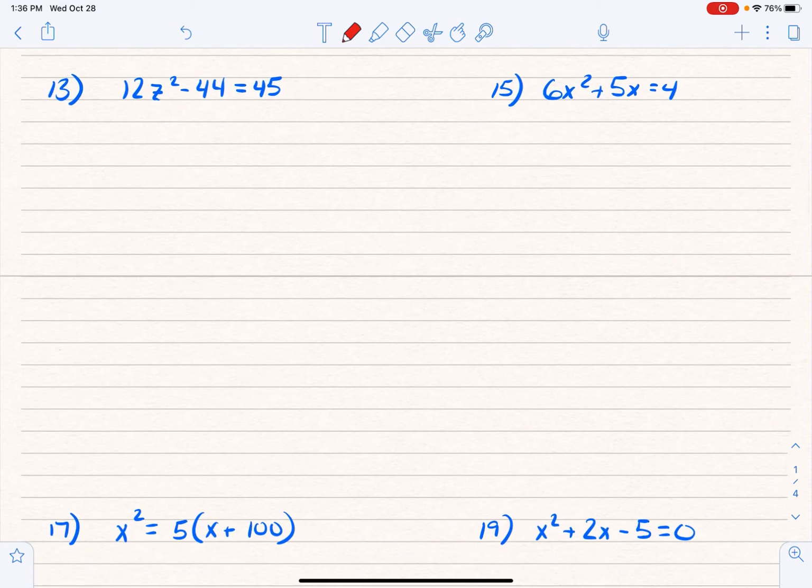Number 13, let's see here. For this one, we have a typo. We have a typo. That cannot be right because I do not have a z value. So hang on one second.